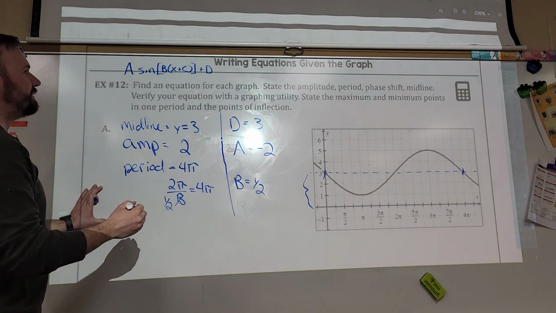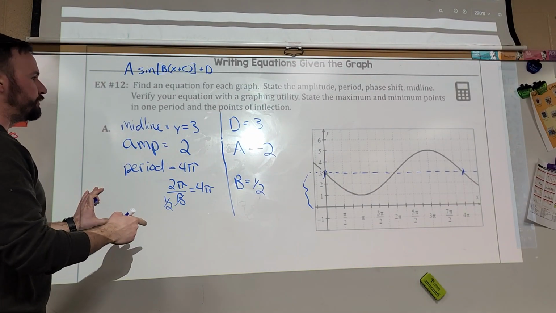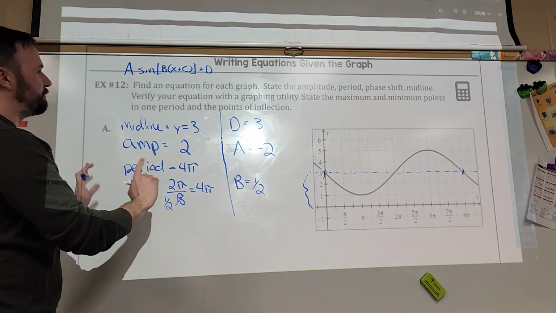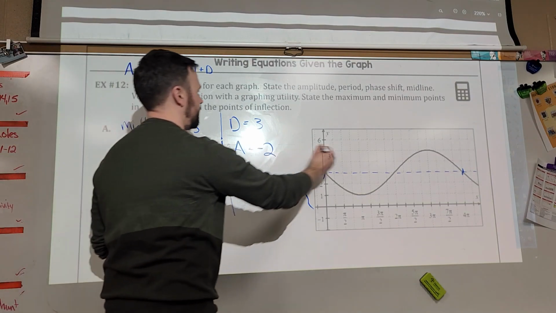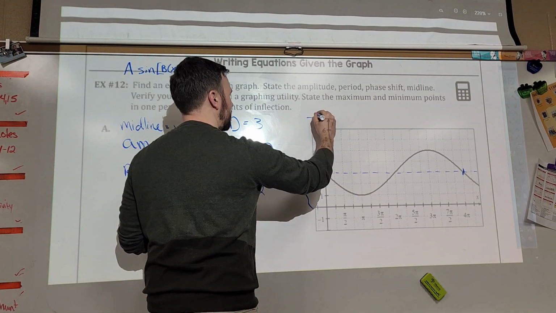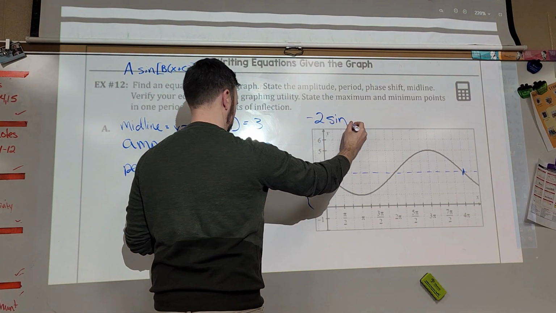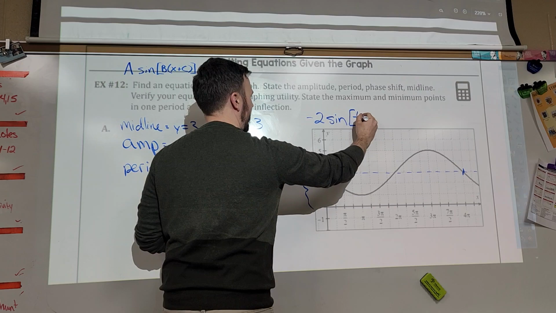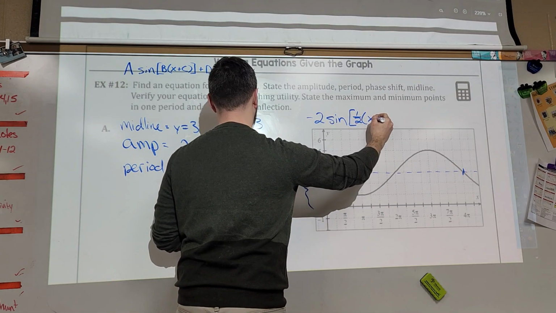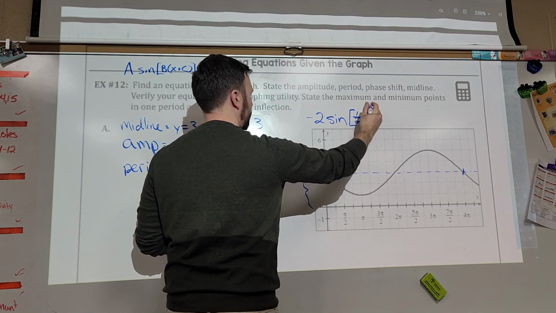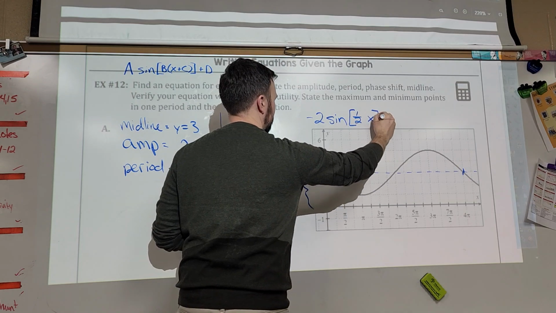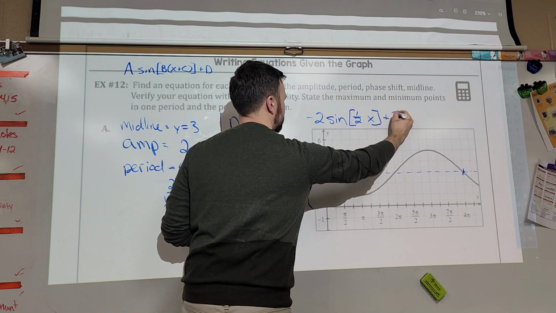All right. Verify with a graphing utility. Oh wait, hold on. Let's make our actual equation. So we agree it's sine. Based on this, it'd be -2 sine of 1/2 x. No phase shift, so I could have just done that plus 3.